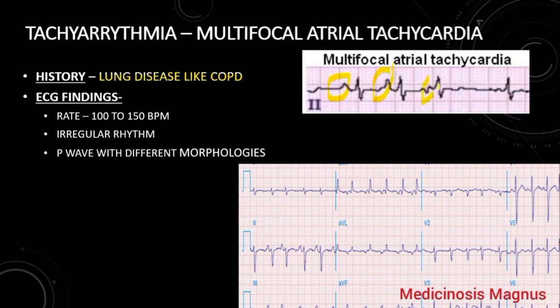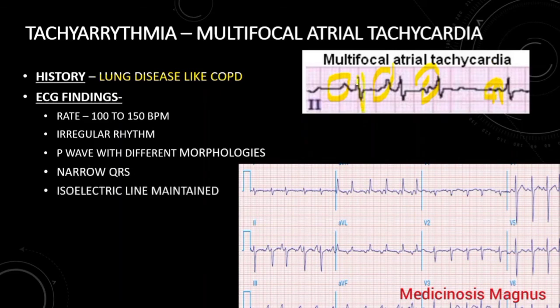And see this P wave, they are different in the shapes and sizes, that is different morphology. The QRS is narrow. Here an important thing to be noted is the isoelectric line is maintained. As we saw in the atrial flutter, there was a sawtooth pattern, so there was no isoelectric line, but here the isoelectric line is maintained in multifocal atrial tachycardia.